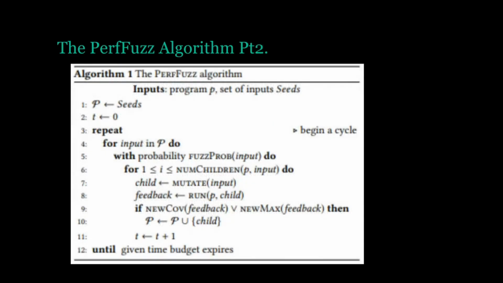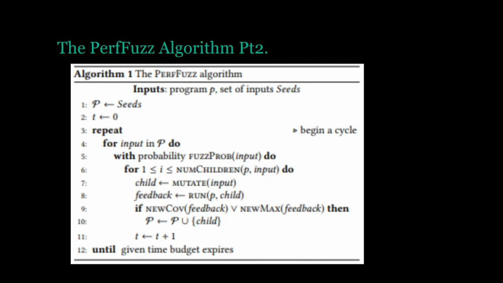So this is basically the algorithm I just described to you. You can see at line 1 that the seeds become the parent input seeds to big P. Line 4 shows PerfFuzz checking every parent input to see if they are, well, that would be line 5. Sorry, line 5 is checking every parent input to see if they were mutating, deciding at line 5.